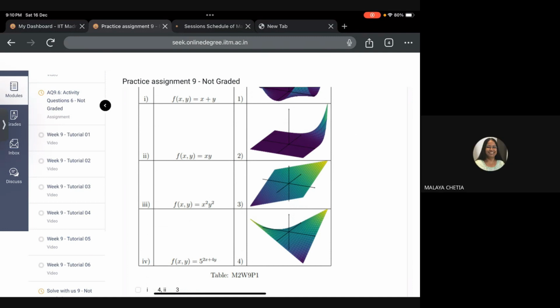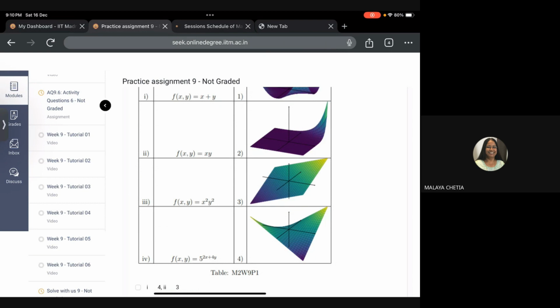Here, this value will never be 0, right? We'll never have this as 0, for the last term, 5 to the power. Now, suppose there is x cube, y cube. Suppose the function is x cube into y cube. In that case, again, on both sides above the horizontal plane, we'll have all those parabolic plots, right?